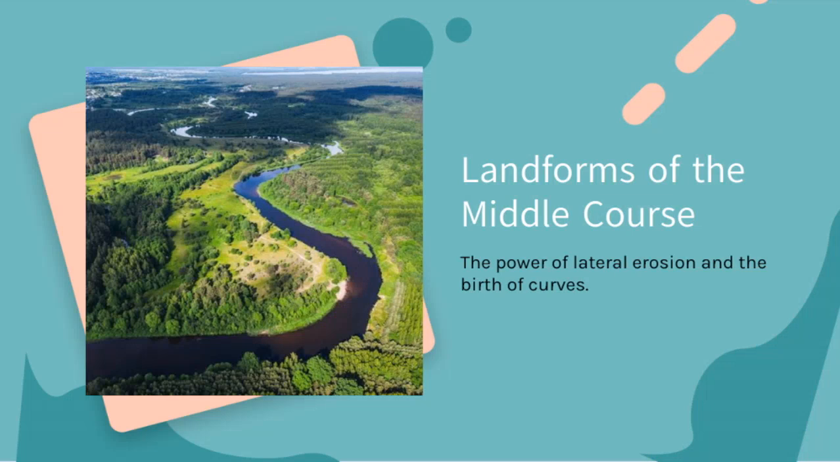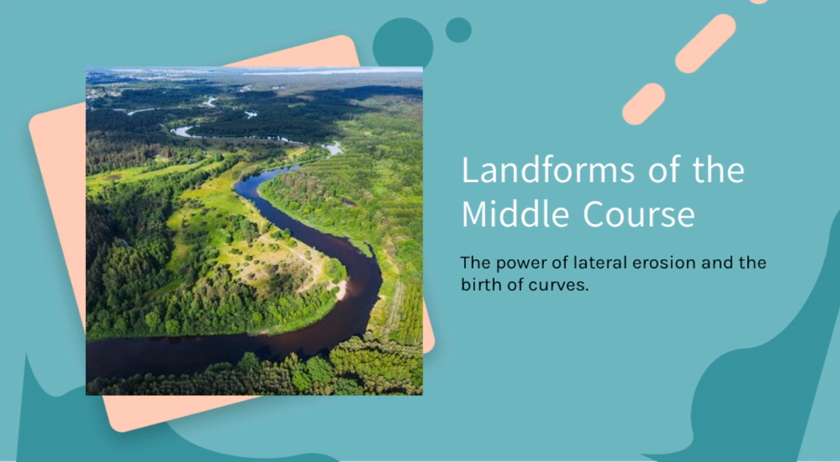In this lesson, we are moving away from the steep, narrow upper course and into the middle section of a river's journey. By the time a river reaches the middle course, it has usually grown larger. More tributaries have joined it, so it carries more water. The valley is wider, the gradient is gentler, and the river has more energy to move sideways across the landscape.